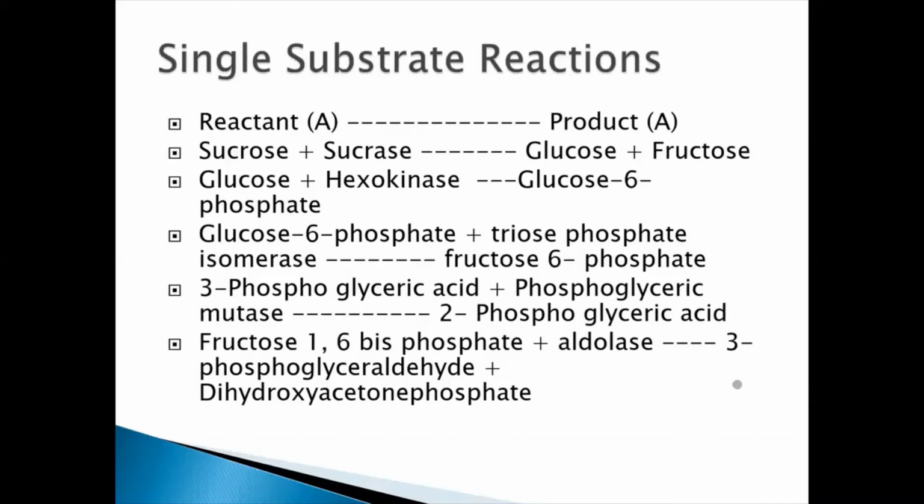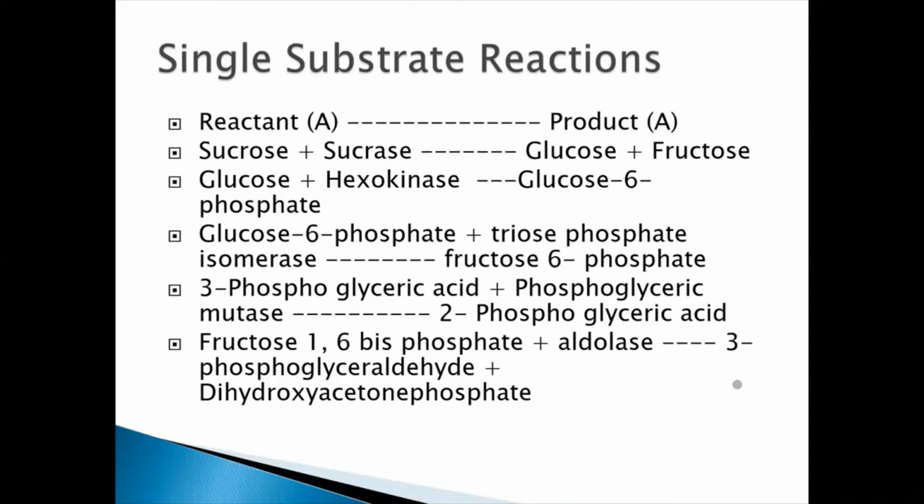Then when you see about the enzymes, you know that different enzymes act on different substrates. Sometimes there will be a single substrate reaction, sometimes there will be bi-substrate reactions. In a single substrate reaction, the reactant will immediately convert into product with the help of the enzyme. For example, take sucrose. Sucrose is acted upon by sucrase, only one substrate, and you get glucose and fructose.